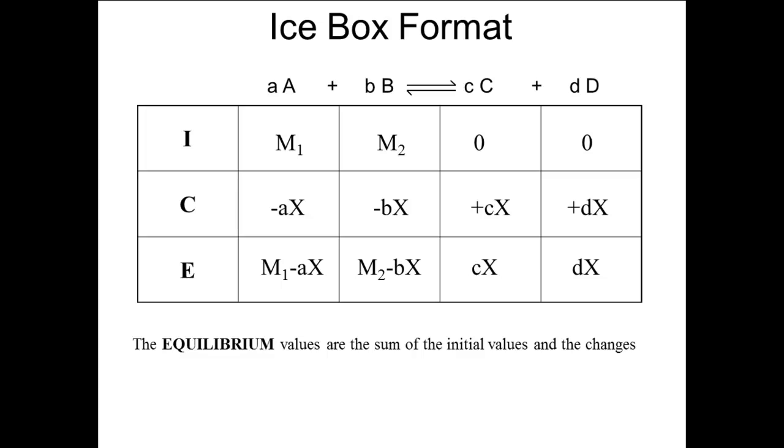Two words of caution about applying the solution to the quadratic equation. Remember that x may be the solution to the mathematical equation, but it may not be the answer to the problem for two reasons. First, as in our example, the value of the concentration of C is not x, but c times x. And for the reactants in our example, we need to subtract bx from M2, for example, to find the concentration of B. So remember to substitute x into the expressions in the equilibrium row to get the actual concentrations.